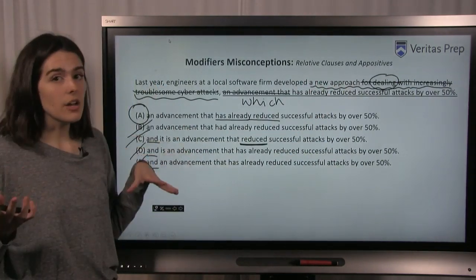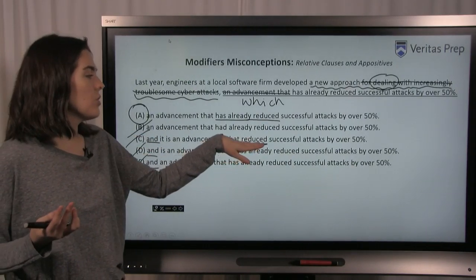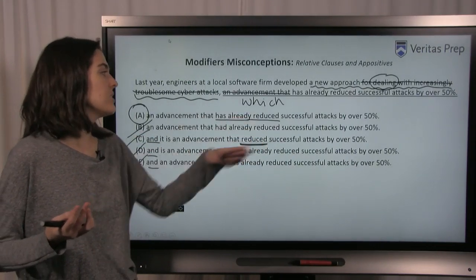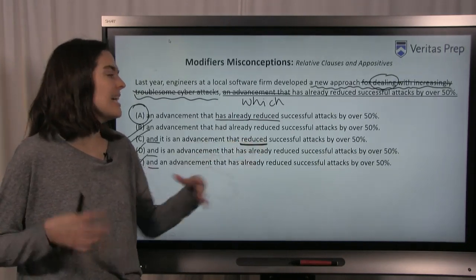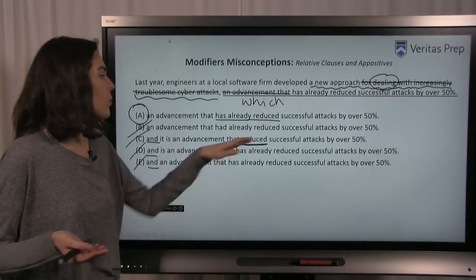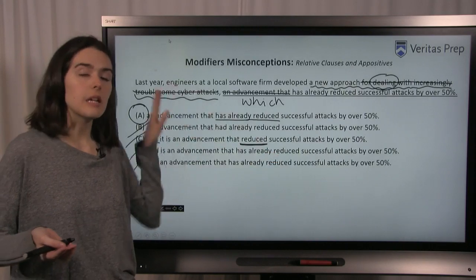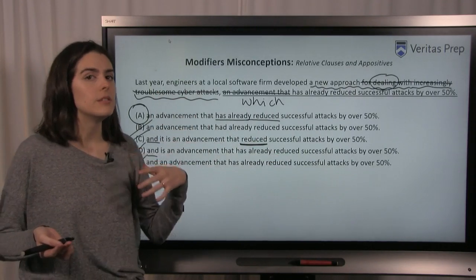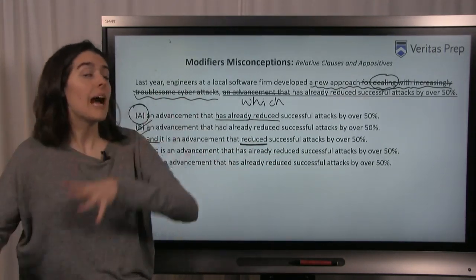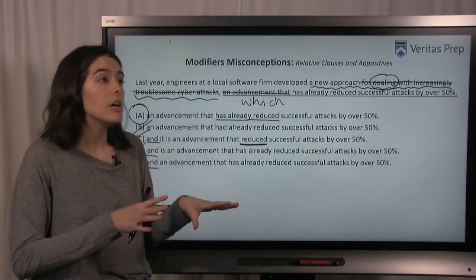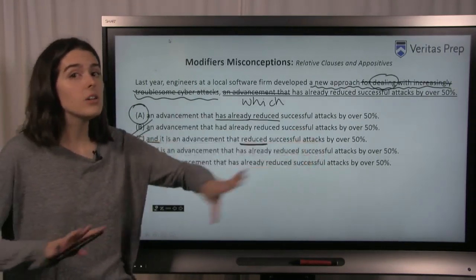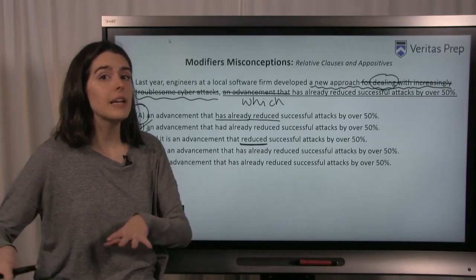The "and" is not a great connector. Similarly, we don't have that present perfect "has already reduced." It's just less clear, right? We're going, when did that happen? Did it happen last year? Is it still happening? Was it done reducing it by 50% a while ago? Is it still happening right now?